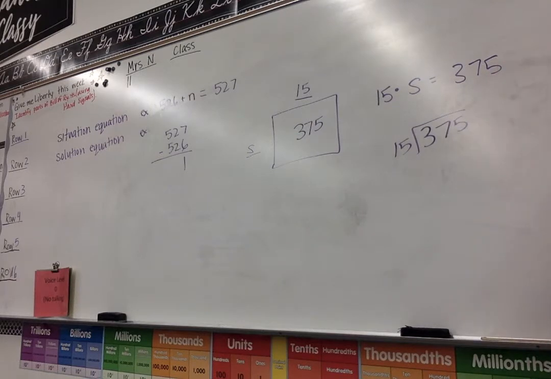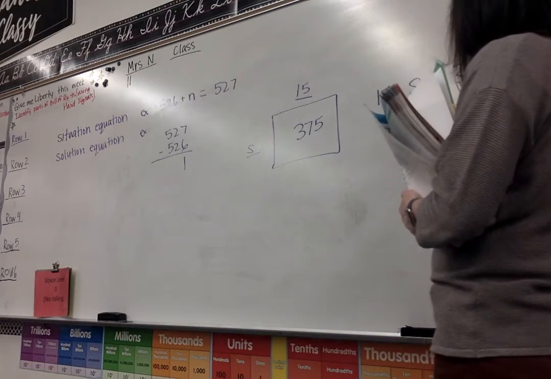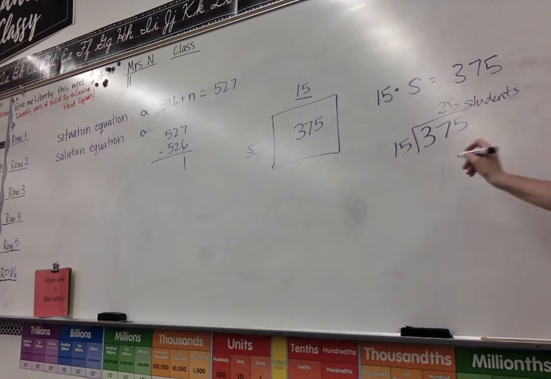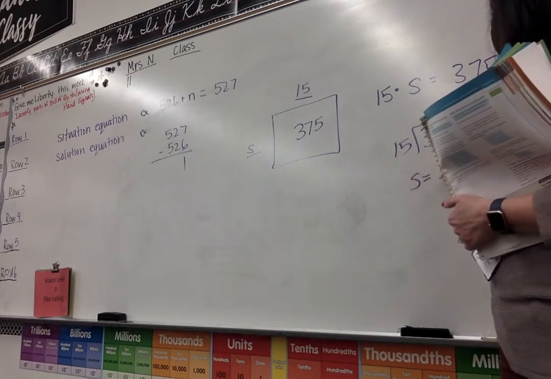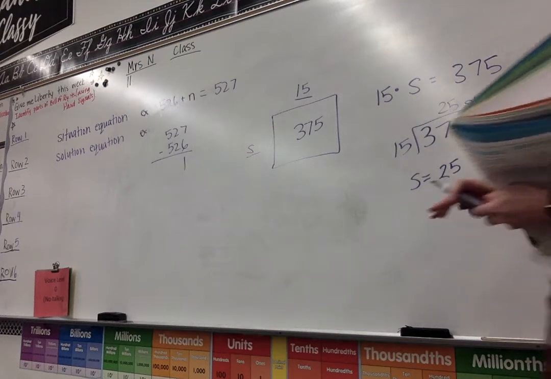What is it? 25? 15 times 25 is 375. That sounds right. So 25 students. Or we could even say, since we're doing algebra, right? Boom. Thank you, Kaden. S equals 25. Great job. Oh, see, you guys are going to be just fine with this.